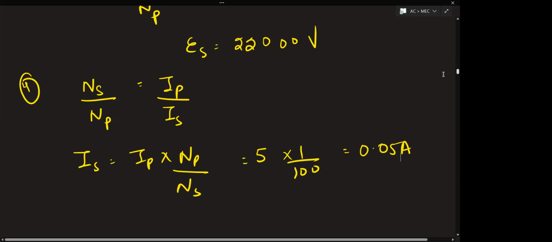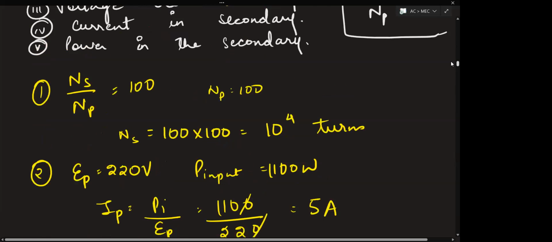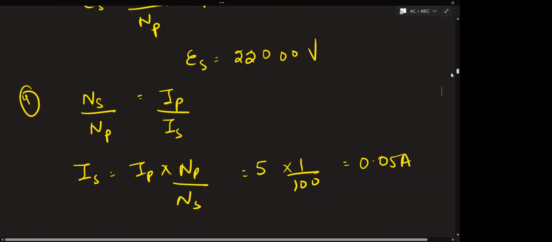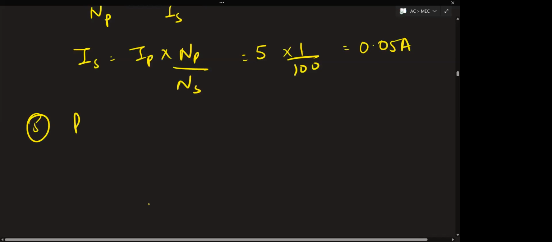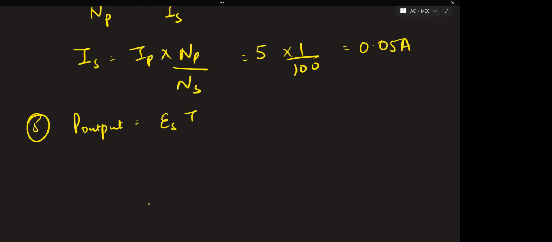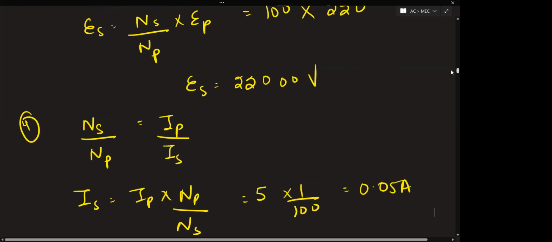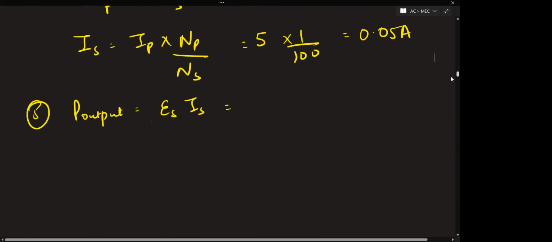Then the last part is power, no? Power in the secondary. So power in the secondary, you can calculate in any manner. Power in the secondary means output power, which is equal to ES IS. ES was what? Yes, right answer. Voltage in the secondary came out to be 22,000.